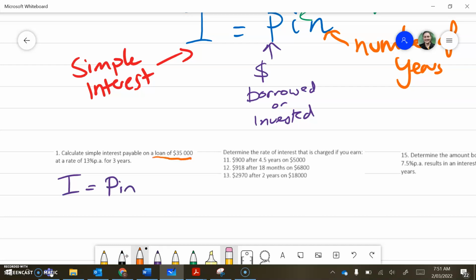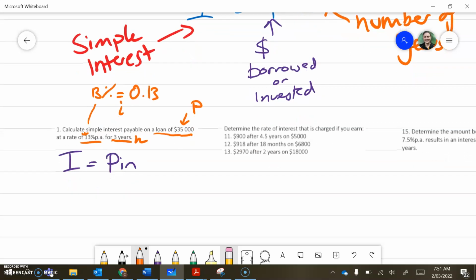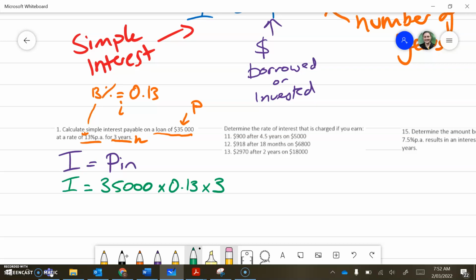I then go through the question and identify what's the key information. It says here a loan of $35,000, so that's going to be my principal. I've got my time here of 3 years, that's going to be my N, and I've got a rate of 13%. That 13% is 0.13 as a decimal, and that is going to be my R value. Once I've identified each of those key pieces of information, I substitute them into my formula. So my principal is $35,000, my rate is 0.13, and my number of years is 3.